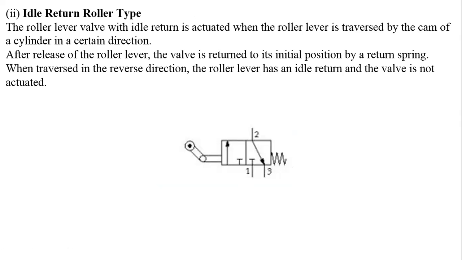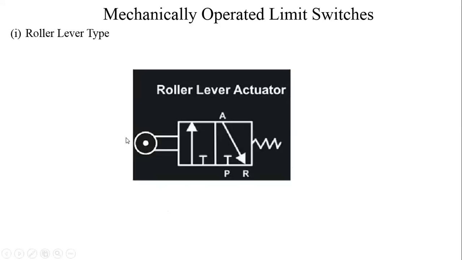There is a difference in the way it is shown symbolically. Here there is one additional lever. Here there is no additional lever. Right? As the name indicates, roller lever will be activated during forward as well as backward strokes. Idle roller lever, in that case, return is idle.